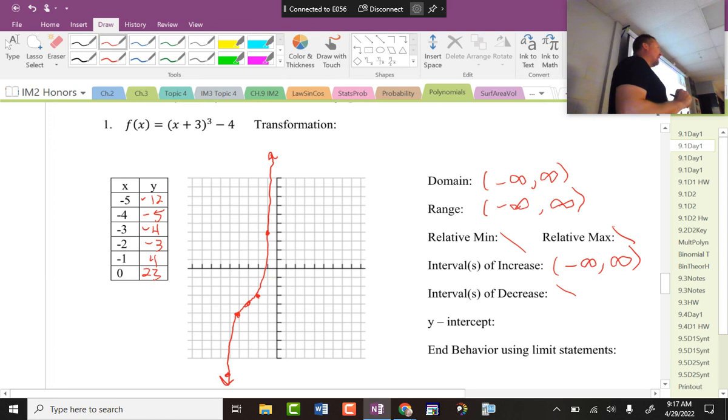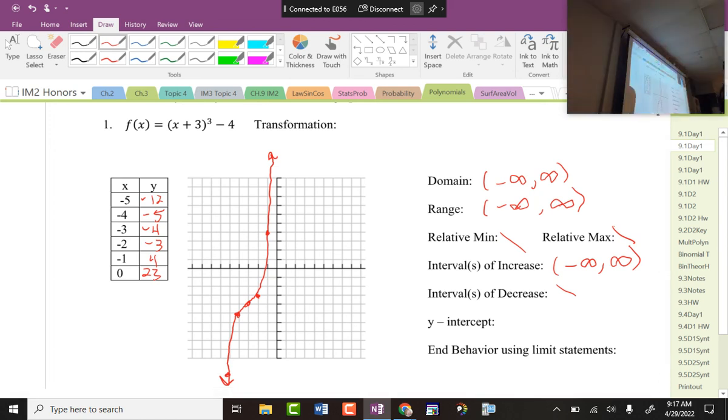We literally, was that your phone too? Oh, your highlighter, okay. It's a big highlighter.